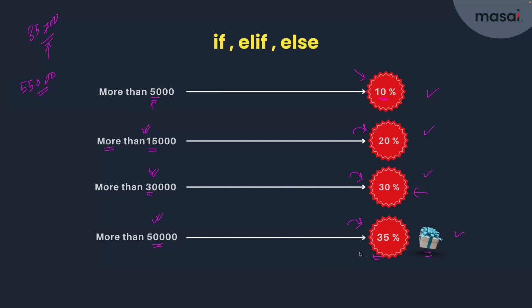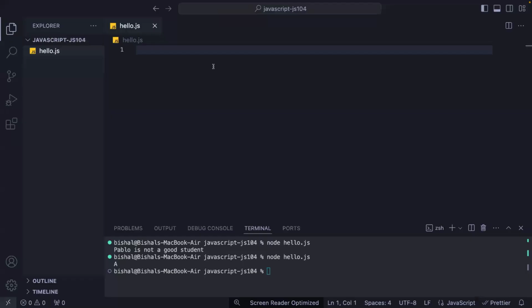Now let's say I'm having a shopping of 7,000. What is the percentage of discount I should get? Am I supposed to get 20? No, I'm supposed to get 10%, right? Okay. Everyone understands the problem statement? See, I'm coming here.